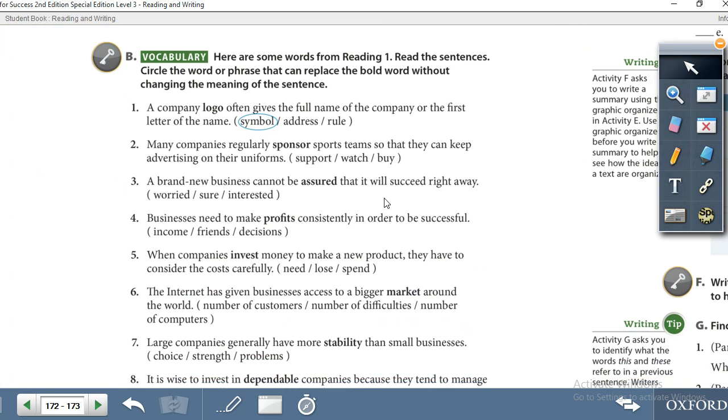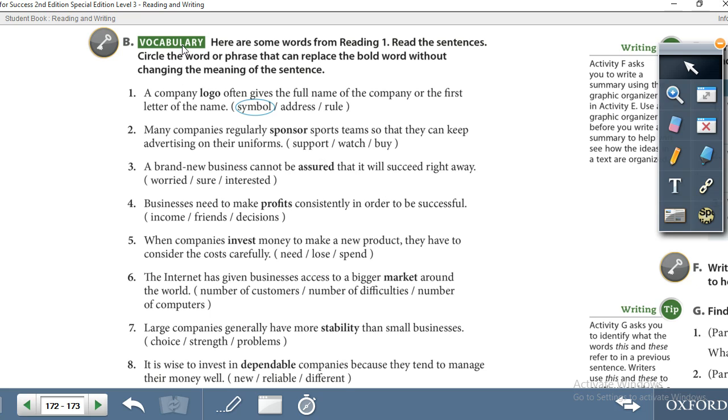Below that, we are going to look at exercise B, vocabulary. Here are some words from reading 1. Read the sentences. Circle the word or phrase that can replace the bold word without changing the meaning of the sentence. So this is quite an exercise that will help you understand the reading better, and it will also help you much better in improving your ability to know the difference between words that will help you in forming sentences.